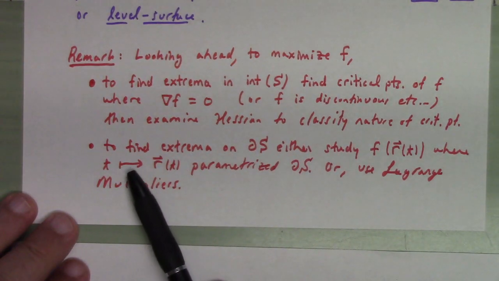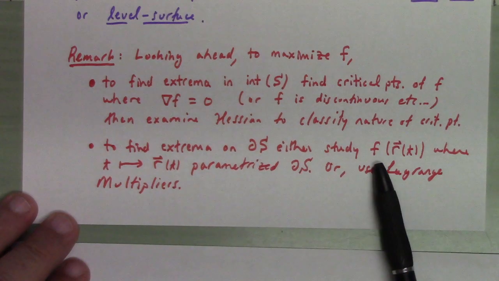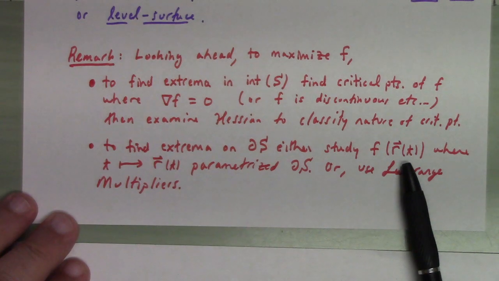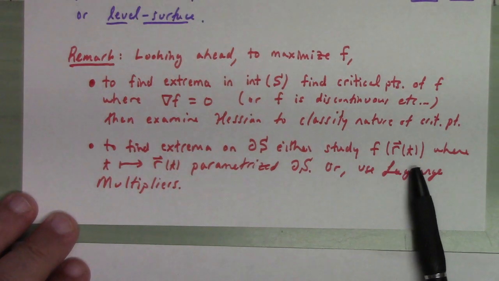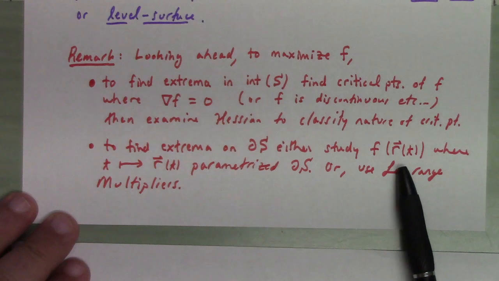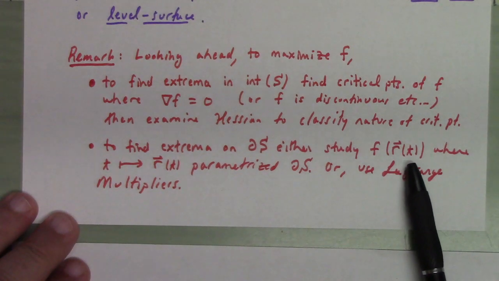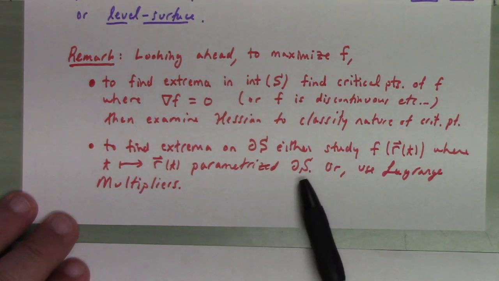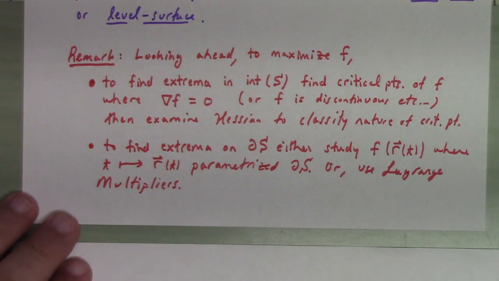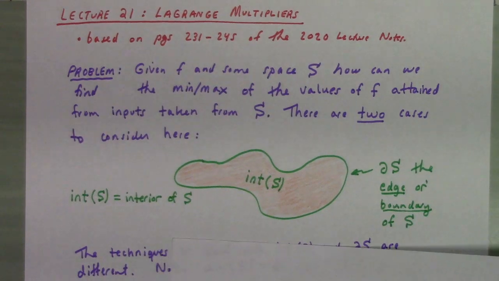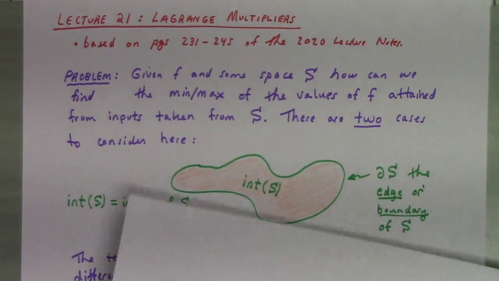And then on the other hand, to find extrema on the boundary of S, we either can parameterize the edge and look at the function restricted to the edge, which gives us a function of one variable. We can drop back to Calc 1 and use chain rule for functions of several variables paired with the min-max theory from just calculus of one variable on that, or we can use the method of Lagrange multipliers. All right. So this lecture basically is going to hit the high points on pages 231 to 245 of the 2020 lecture notes. So let's get to it.